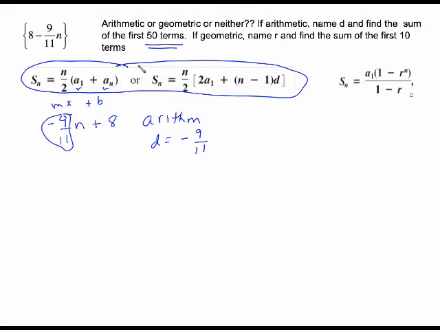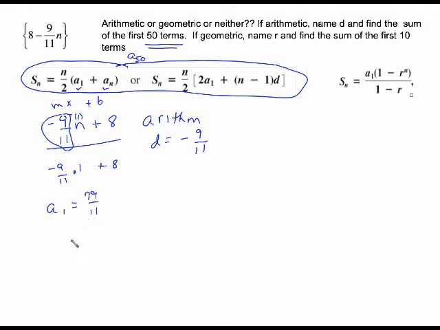And in this case, what do I mean by the last term? I mean the 50th term, because if it wants me to add up the first 50 terms, a sub 50 would be the last term. Do I find a sub 1 and a sub n? All I have to do is use this formula, which you were given, and plug in 1 for n. So I'll find a sub 1 by doing negative 9/11 times 1 plus 8. You can plug all that in your calculator, and you find out that a sub 1 equals 79/11.